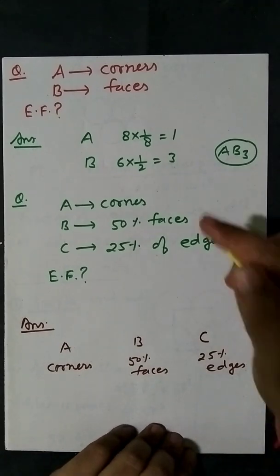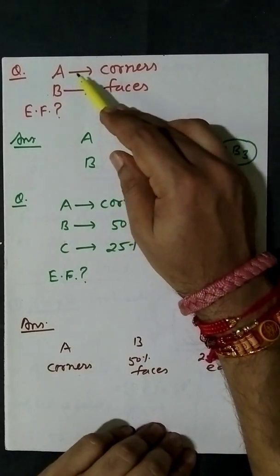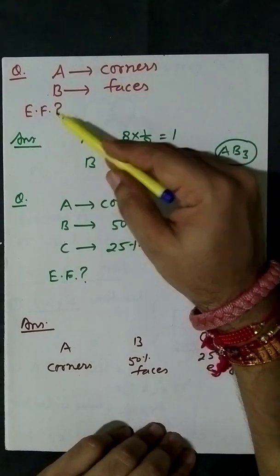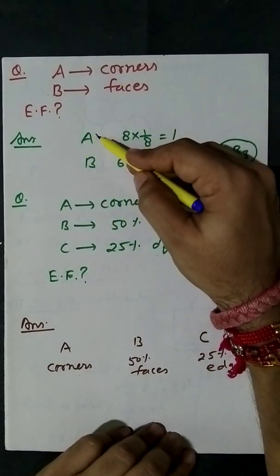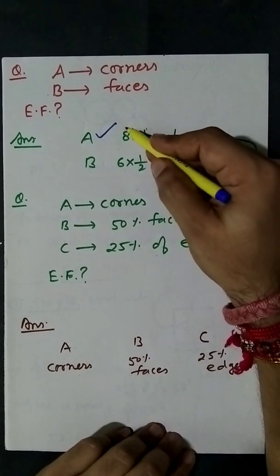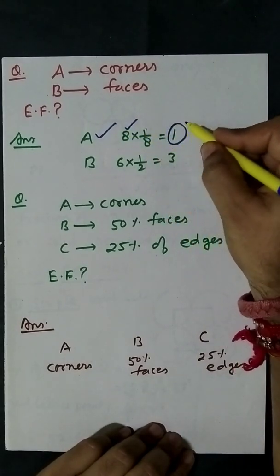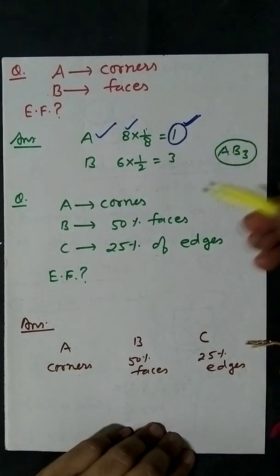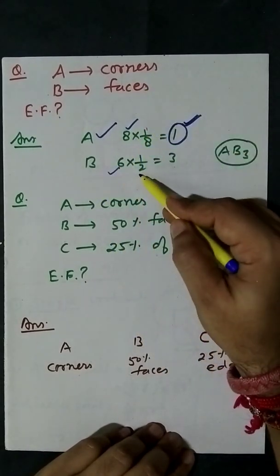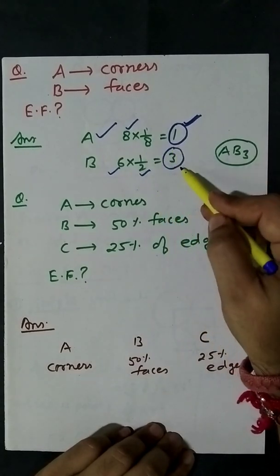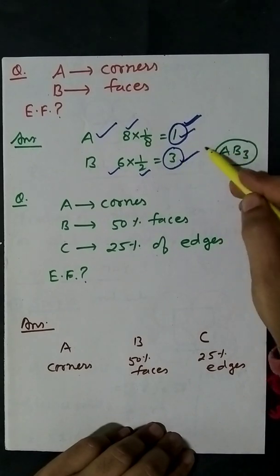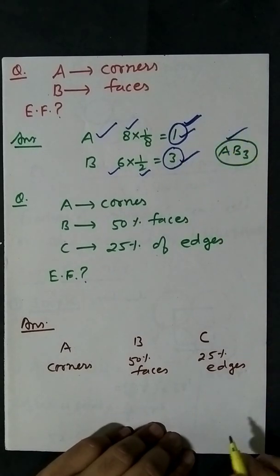Now this is a question for you. A simple question: A particles are at corners, B particles are at faces. What is its empirical formula? If A is at corner, then its contribution is 1 by 8. Total number of particles is 8. So per unit cell there is only 1 particle of A. B particles are on faces. 6 faces, contribution is half. Number of B particles per unit cell is 3, and therefore empirical formula is A1 B3. This is its empirical formula.